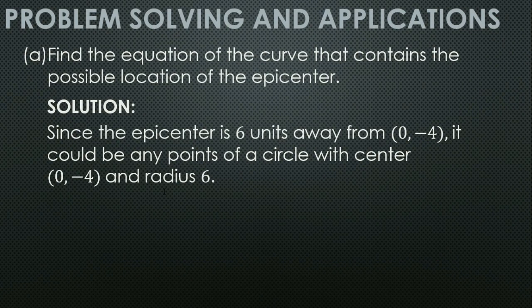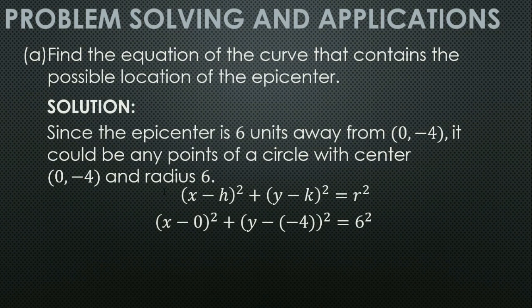Since we have the center, and the radius is also given, we can now determine the equation of the curve. All we have to do is to substitute h, k, and r in this formula. So substituting h, which is 0, k, which is -4, and r, which is 6, we have (x minus 0) squared plus (y minus -4) squared is equal to 6 squared. As you can see, since k is negative, I enclose it using parentheses. So simplifying further, we get x squared plus (y plus 4) squared is equal to 36. This is the standard equation of the curve.